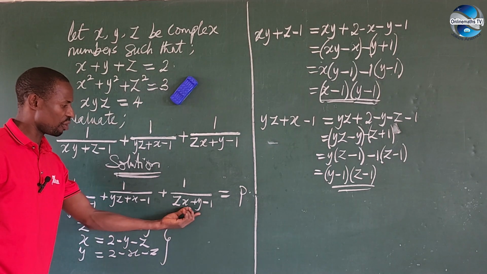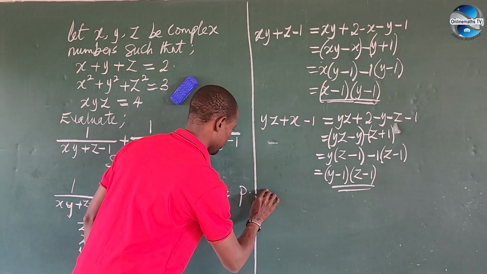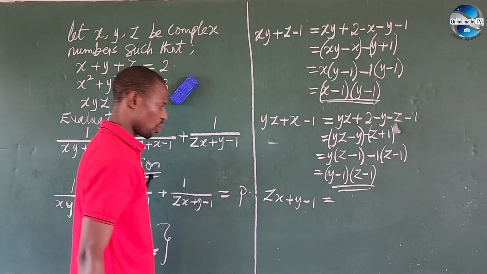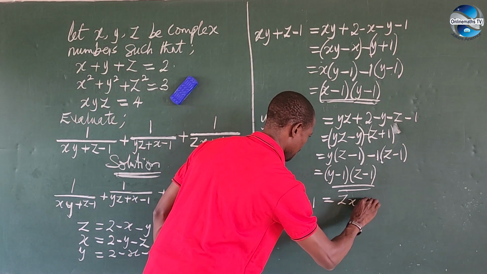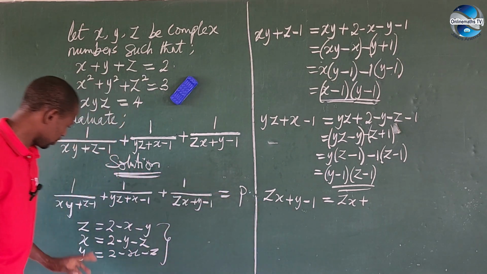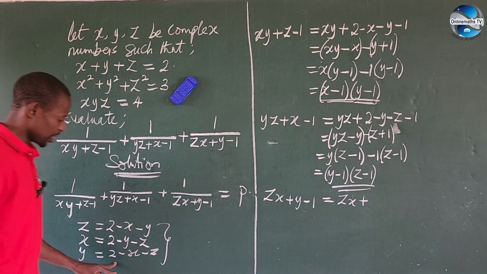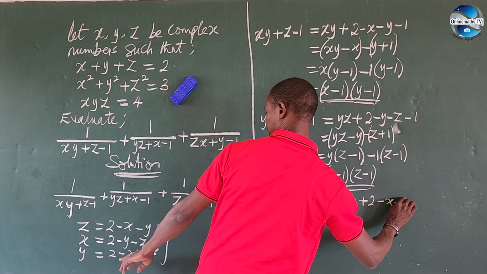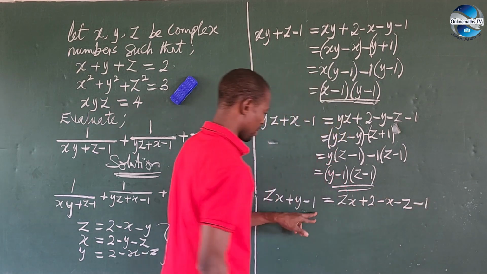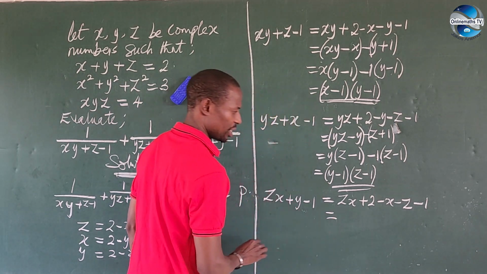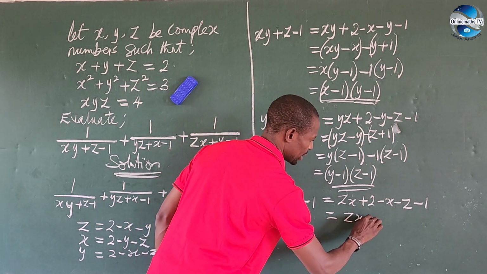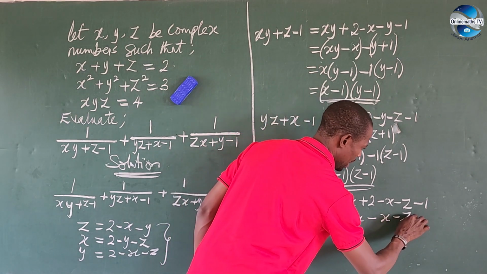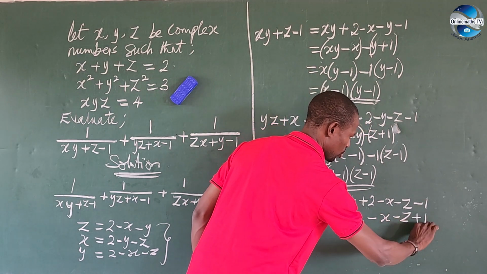We do the same for the third expression, the denominator here. So we have our zx plus y minus 1. This is equal to our zx plus, we made our y the subject of the formula. Remember? Look at it. So we have here 2 plus 2 minus x minus z, minus our 1 that is here. So from here, we now have this to be our zx, then minus x minus z. Then this will give us plus 1.